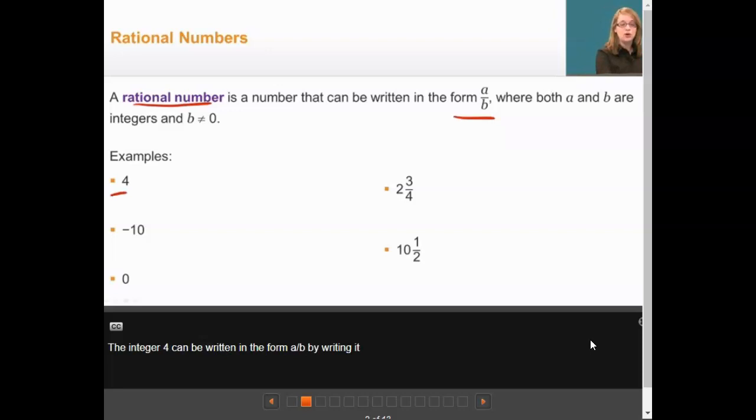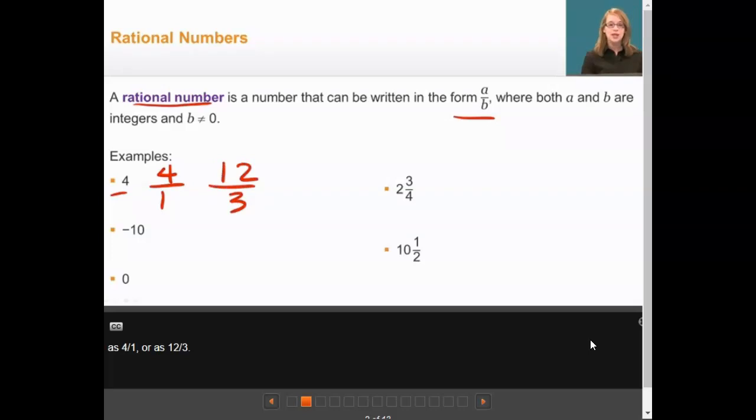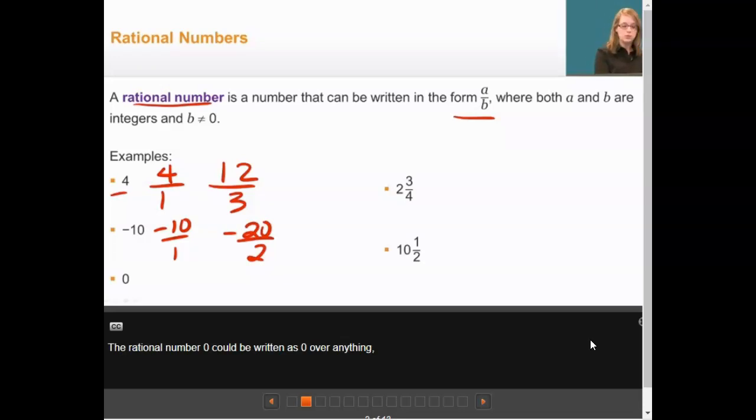The integer 4 can be written in the form a over b by writing it as 4 over 1, or as 12 over 3. Negative 10 could be written as negative 10 over 1, or even as negative 20 over 2. The rational number 0 could be written as 0 over anything, such as 10. Next, let's look at some mixed numbers.